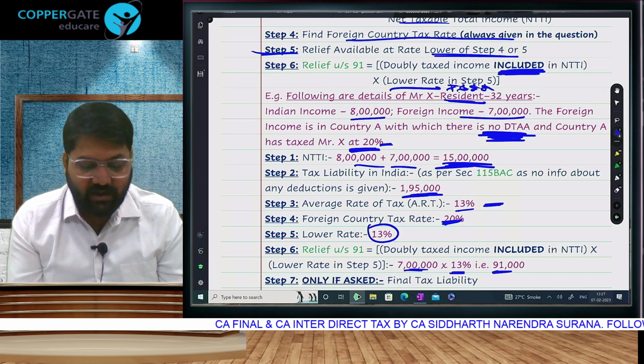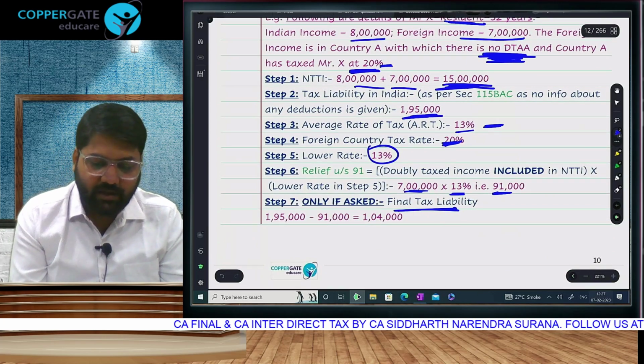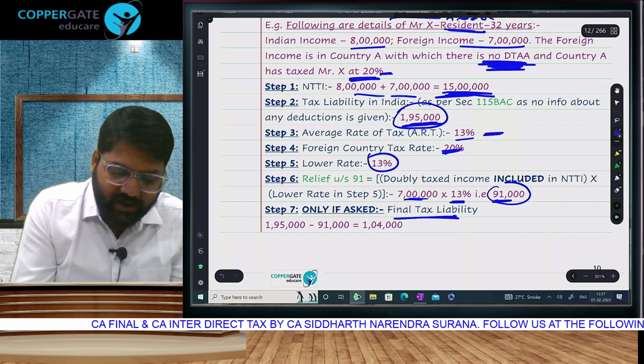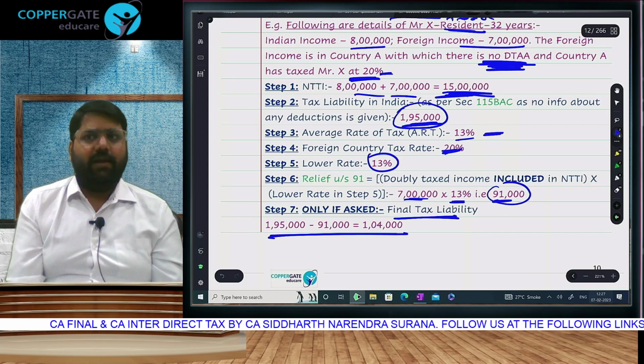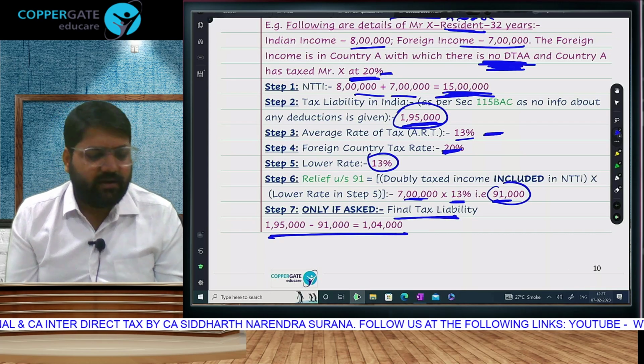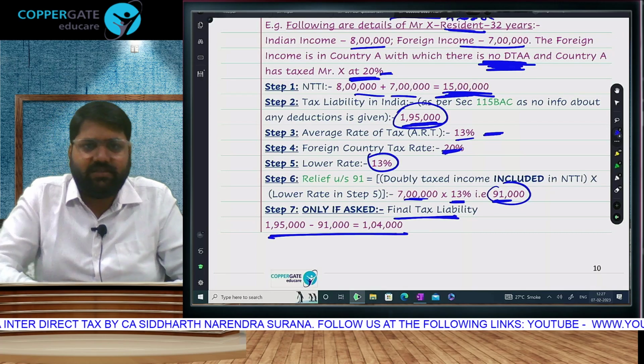And finally, if they ask you the final tax liability, 1,95,000 was your tax before relief. Give relief of 91,000. Accordingly, you will get 1,04,000 as your tax payable. This is how relief is calculated under unilateral section 91. Highest number of questions come in this.